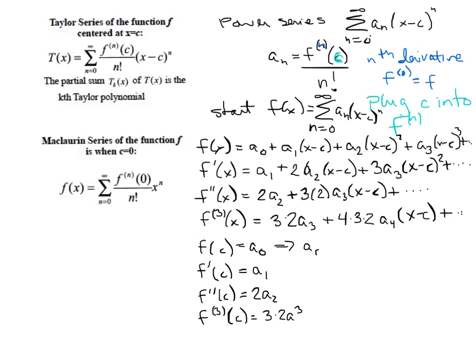If I solve for the a's, so a naught is equal to f of c. a1 is equal to the first derivative. a2 is equal to the second derivative divided by 2. And a3 is equal to the third derivative divided by 3 factorial.